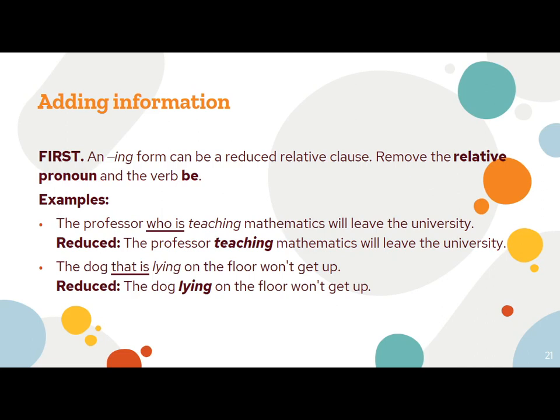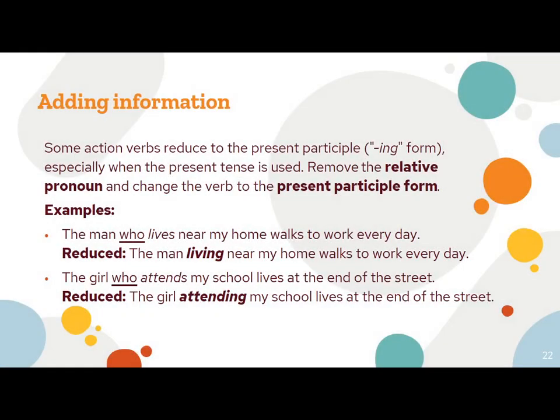The dog that is lying on the floor won't get up. The dog that is lying. So again, here it is very easy because we already have the verb in the ing. The only thing we have to do is to take out the relative pronoun and the verb to be. We take it out, and then we're going to continue just by having the dog lying on the floor won't get up. Okay?